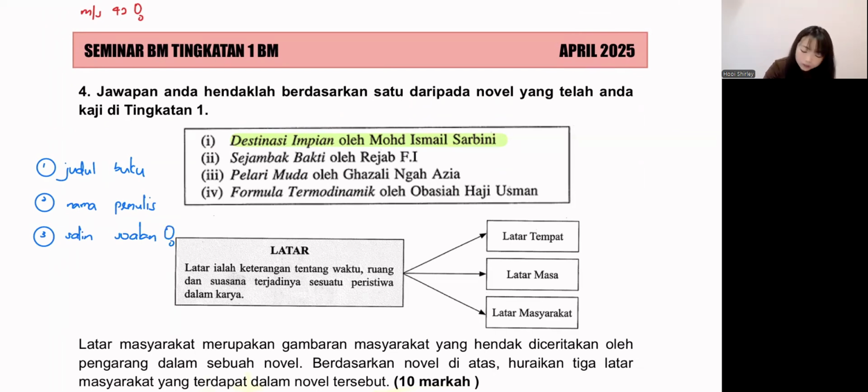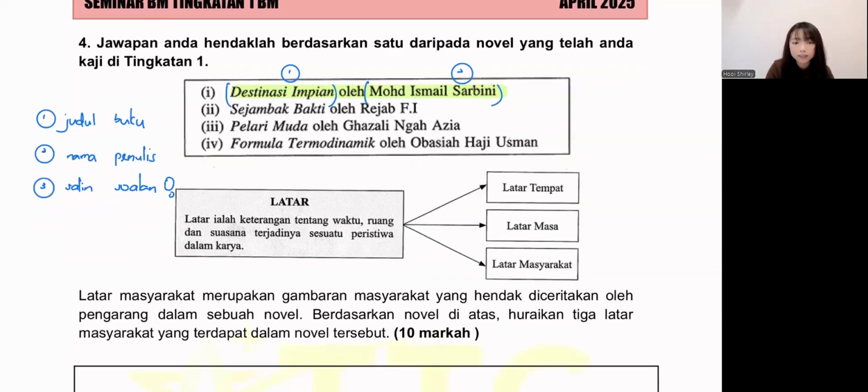How? First of all, this is the name of the book and this is the name of the author. So this is the first one and this is the second one. Then over here, it gives you the question. They tell you about latar: latar ialah keterangan tentang waktu, ruang dan suasana terjadinya sesuatu peristiwa dalam karya. So they are explaining what latar is. They have latar tempat, latar masa, latar masyarakat. Now it mentions latar masyarakat merupakan gambaran masyarakat yang hendak diceritakan oleh pengarang. Pengarang means the author, the penulis dalam sebuah novel. Berdasarkan novel di atas, huraikan 3 latar masyarakat yang terdapat dalam novel tersebut.